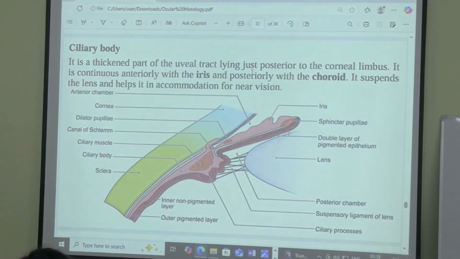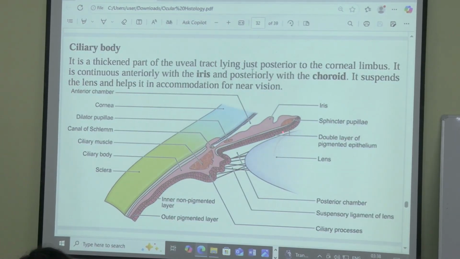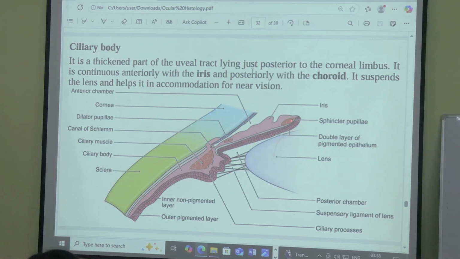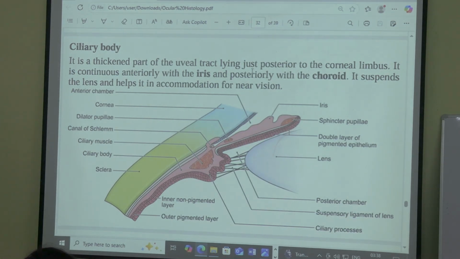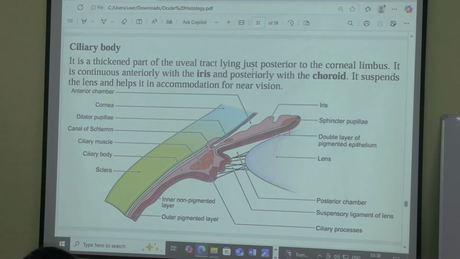So this is done. Now this particular part is left, the iris. What are the layers present in the iris? Also some muscles are present, as you can see. Sphincter pupillae and dilator pupillae are there. These are smooth muscles which are present in the iris. I hope you have heard about the pupil. Where is the pupil present? In the iris only the pupil is present.